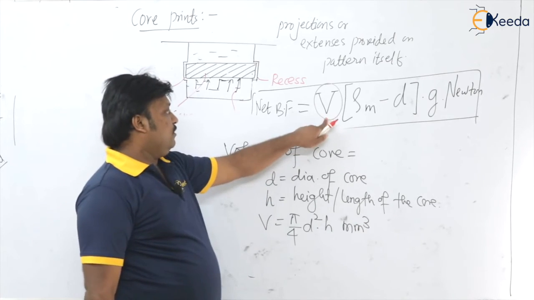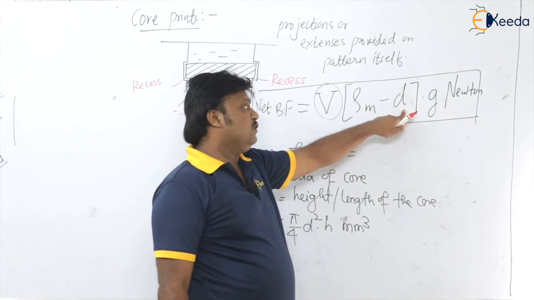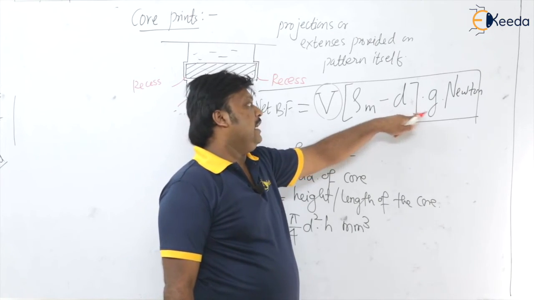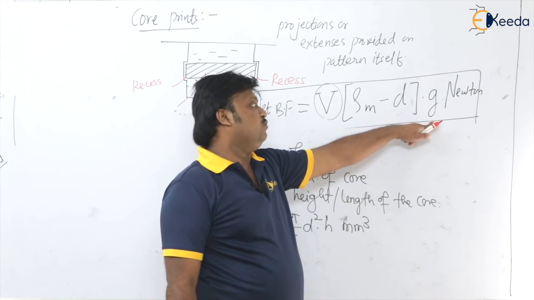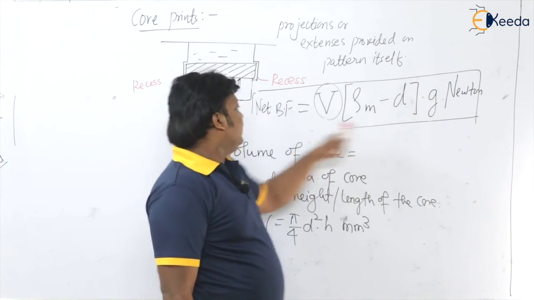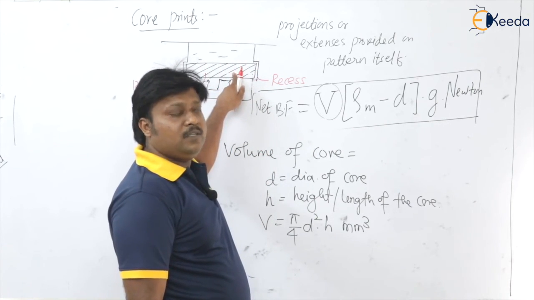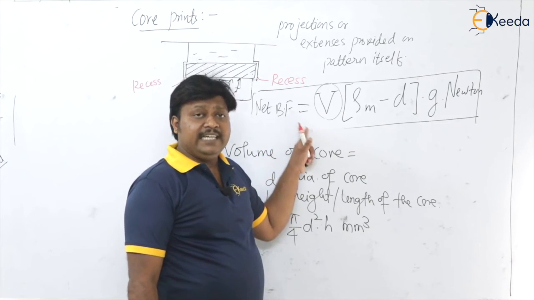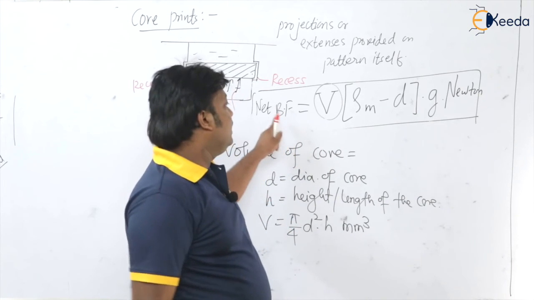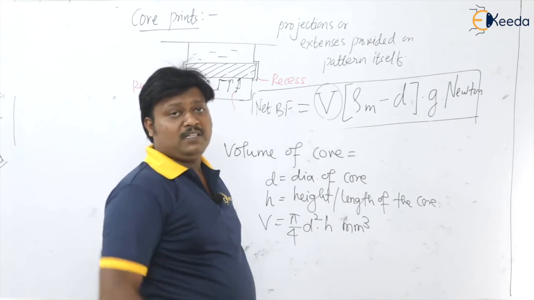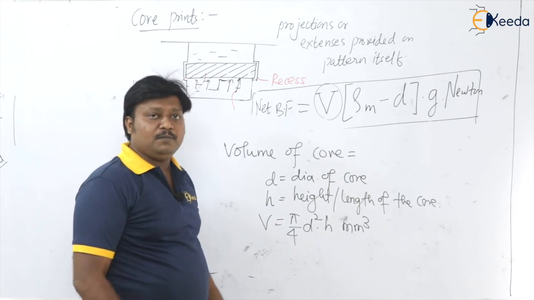So if you put the value of volume here, you know the density of molten material, and if you know the density of the core, and g is the gravity, 9.81 meter per second square, you can get the net buoyancy force which is acting on this core. Understood? So many times in the GATE examination for production engineering or for mechanical engineering, this question is asked for 2 marks. Please remember this formula, that is the net buoyancy force acting on the core.